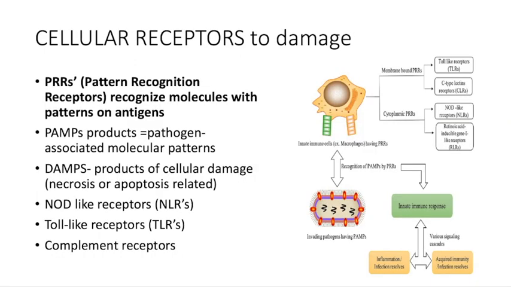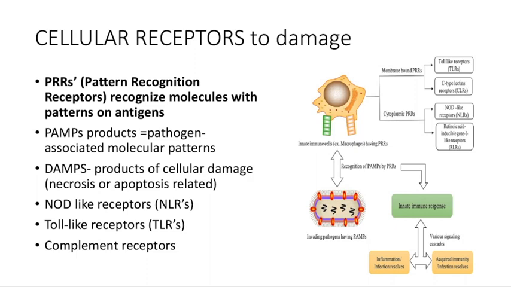So the first thing that we have to be able to do is recognize the microbes and damaged cells. And the way that we do this is by cellular receptors to damage. They are called pattern recognition receptors. They are going to recognize molecules with patterns on antigens or maybe cellular damage.